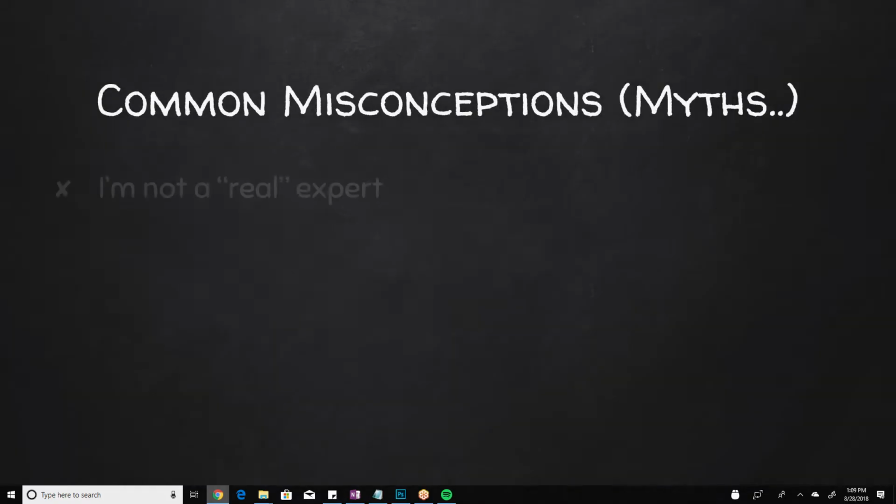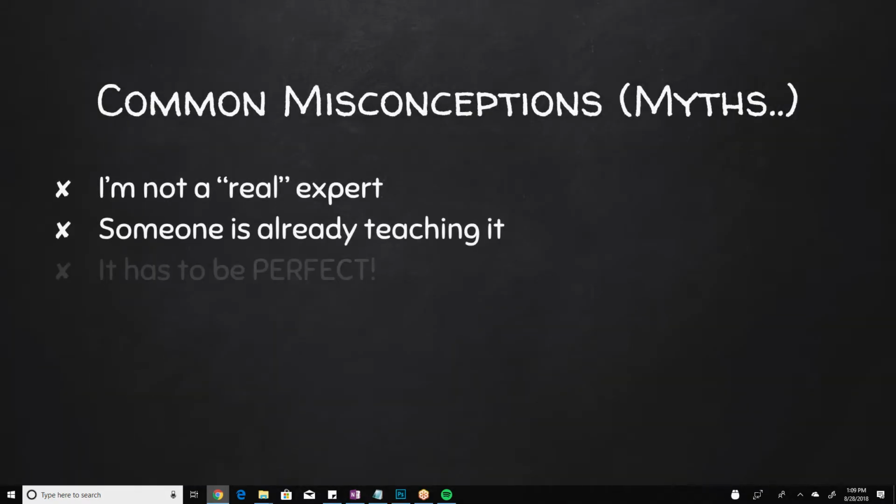And so let's talk about a couple of misconceptions. I'm not a real expert. Someone's already teaching it. It has to be perfect. Yeah, right. When is it going to be perfect, right? And if somebody's teaching this already, that means they've proven your market. And I'm not a real expert. That's what I want to talk about today, because you know what?